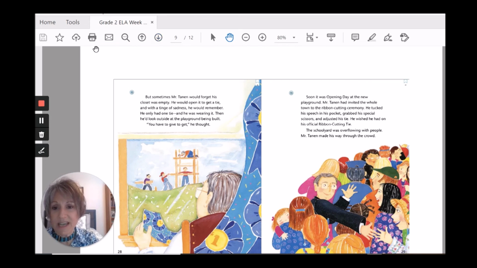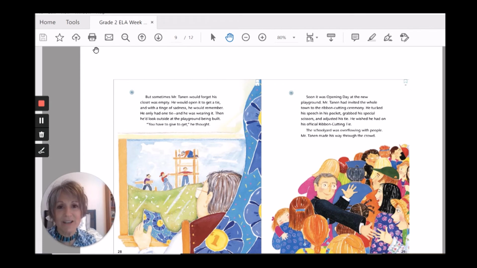But sometimes Mr. Tanen would forget his closet was empty. He would open it to get a tie, and with a tinge of sadness, he would remember he only had one tie, and he was wearing it. Then he'd look outside at the playground being built. "You have to give to get," he thought.